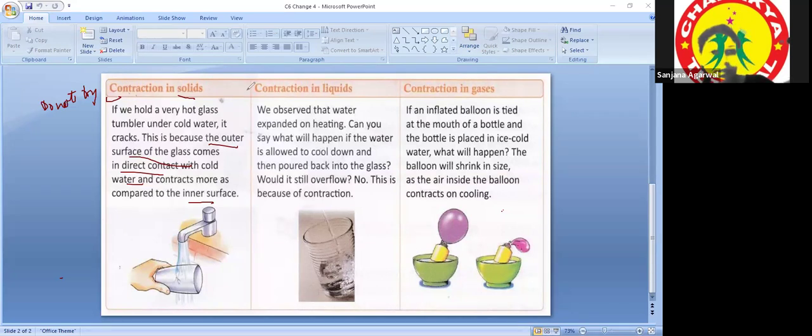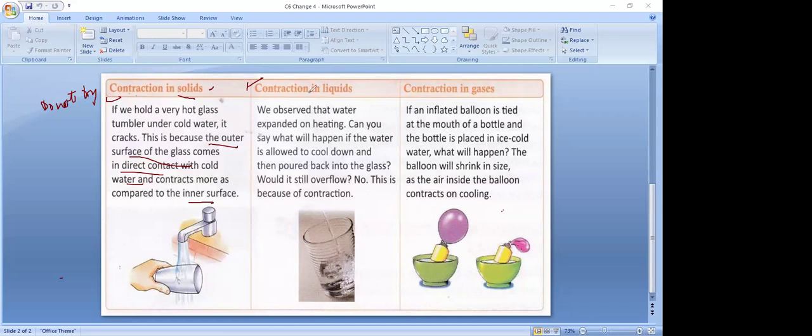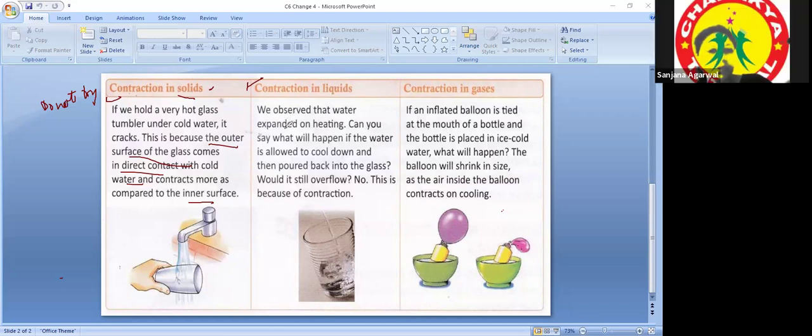Next, contraction in liquids. Okay, note down solids. I'm done. Okay. Contraction in liquid. We observe that water expands on heating. Can you say what will happen if the water is allowed to cool down, or simply if you refrigerate it and then pour it back into the glass? On the reverse case of the previous expansion one, we can say that this time the water should remain at a little lower level if we cool it in the same glass, isn't it?